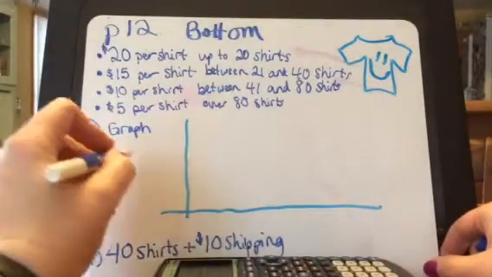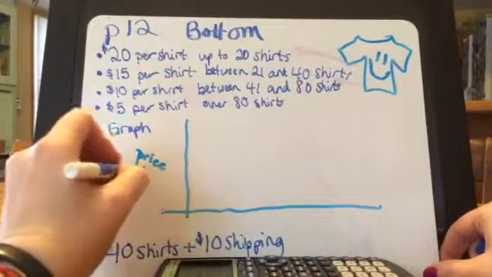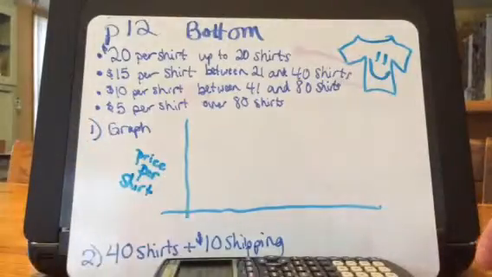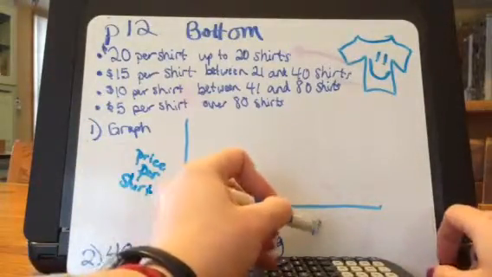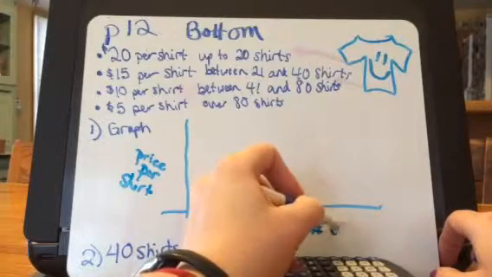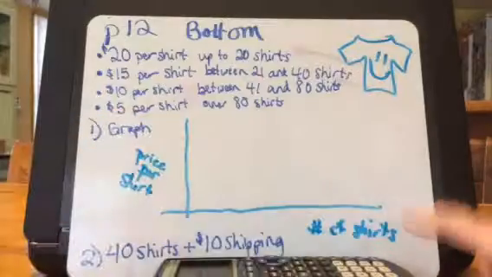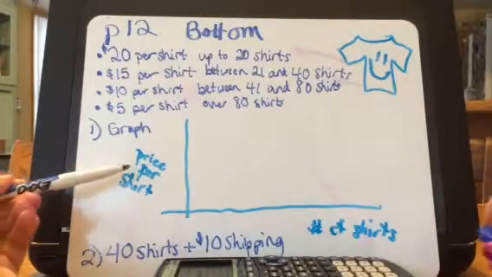So our price that we pay, price per shirt, depends on how many t-shirts we order. So number of shirts goes down here. So we get to decide how many shirts we're ordering, but they get to set the price per shirt.